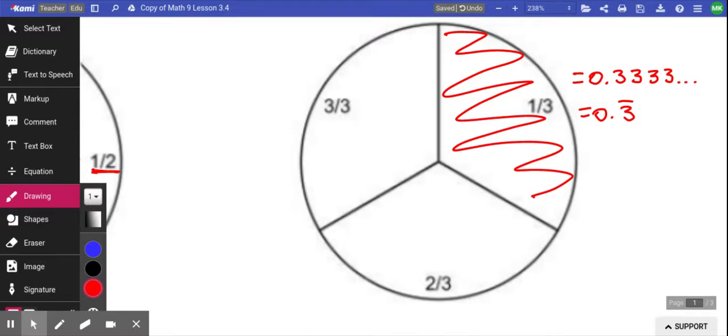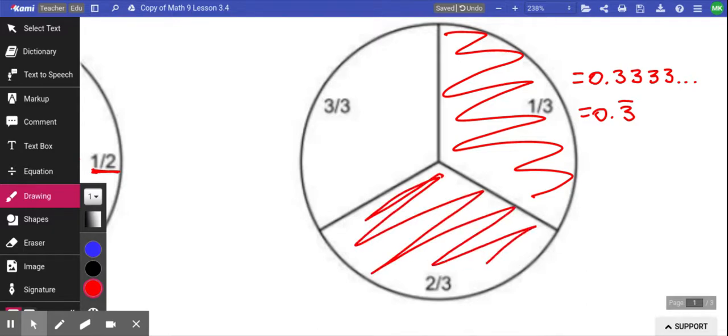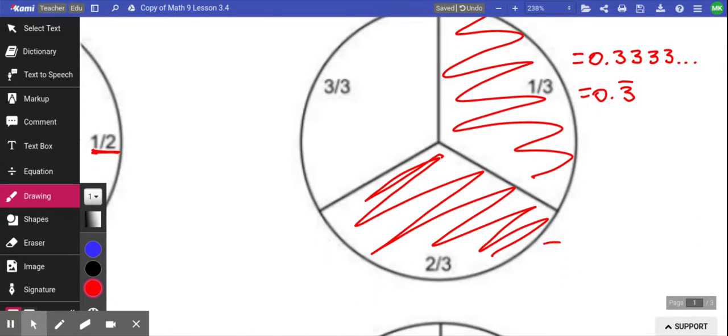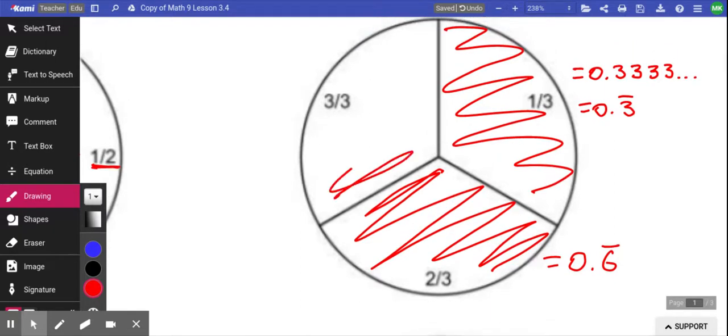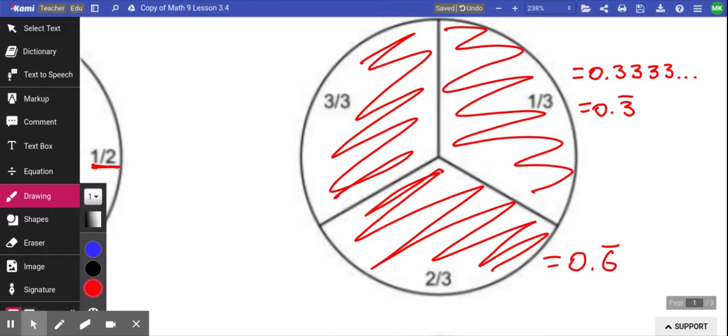If we then considered 2 pieces of this pizza, like this, we would have 2 out of 3, or 2/3. As a decimal, 2/3 would be 0.6 repeated. If you looked at 3 pieces of pie, you would have 0.9 repeated. But if you had 0.999999, we would call that perfectly 1. One whole pizza.